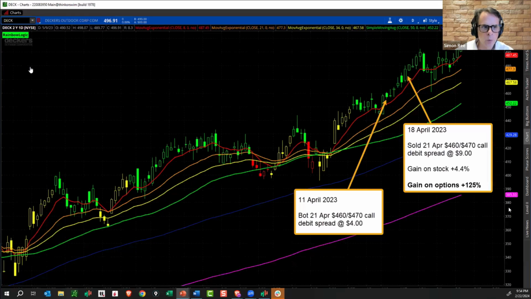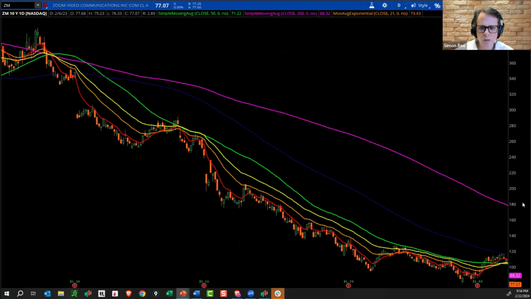Here's an example in Deckers Outdoor. The stock moved 4.4% in 7 days, which isn't bad, but the options gained 125%. And of course, this works in downtrends as well, where we're looking to sell the rip. So you're looking to sell here and potentially sell here and sell here. You're just looking for those movements against the trend. You wouldn't have taken a trade here because the moving averages started to cross over each other.